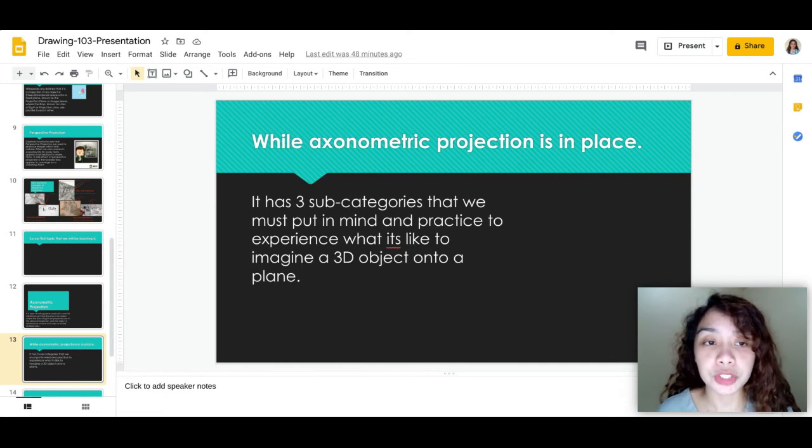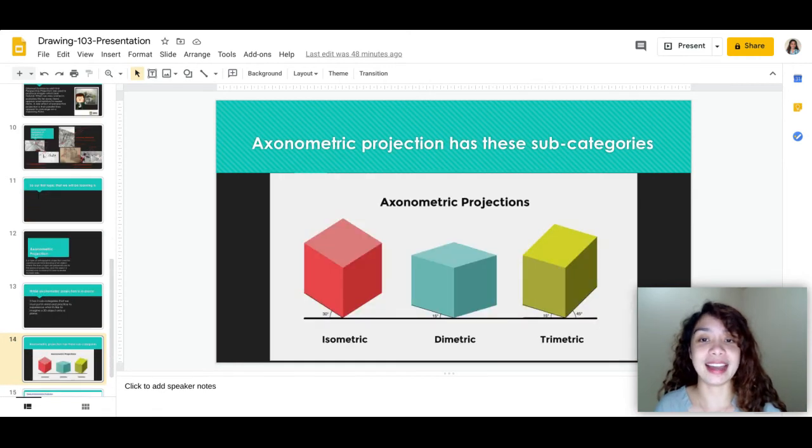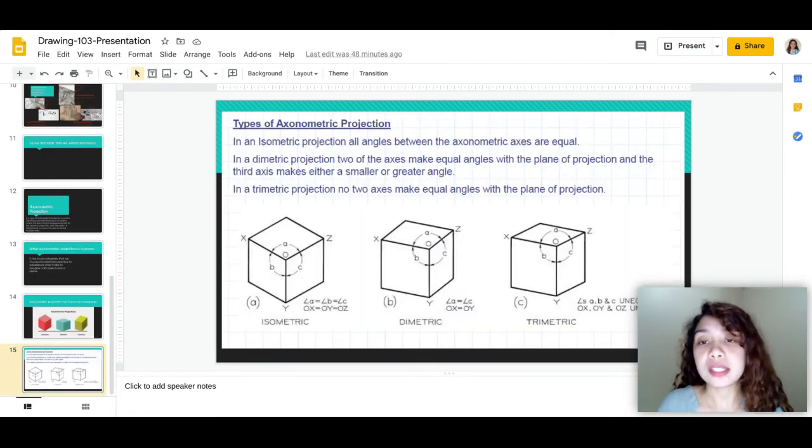While axonometric projection is in place, it has three subcategories that we must put in mind and practice to experience what it's like to imagine a 3D object into a plane. Yan. So here are the subcategories of axonometric projection. Si isometric, diametric, and trimetric. When we say isometric projection, all angles between axonometric axes are equal.